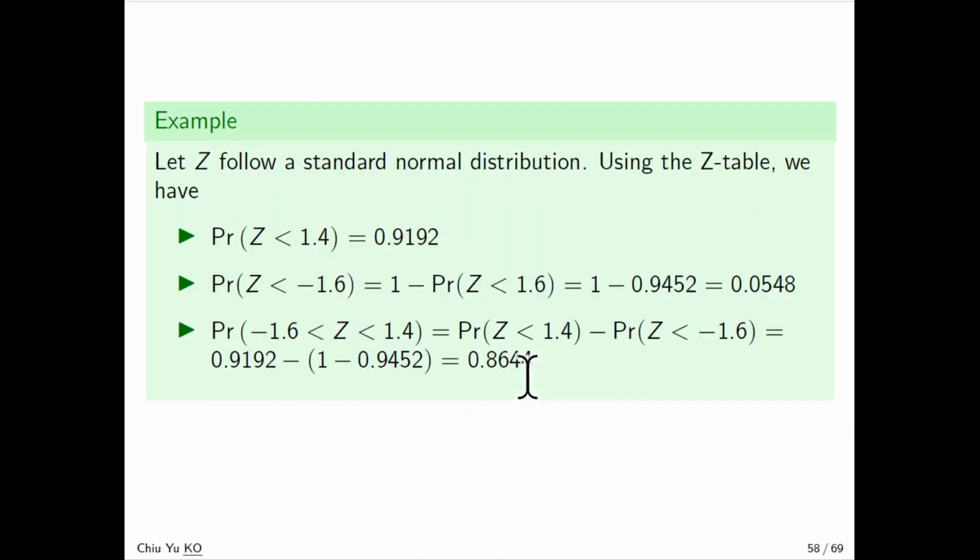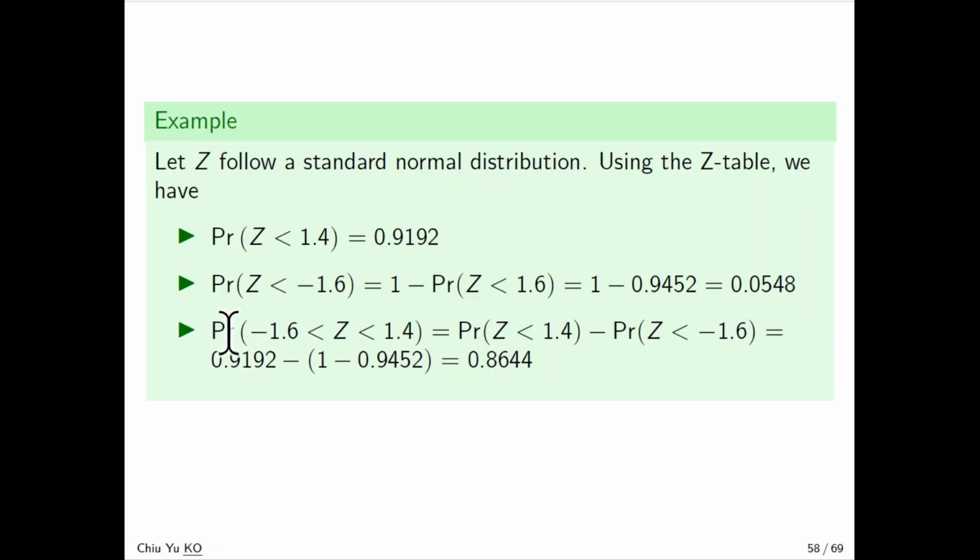Okay, let's see an example. Suppose Z follows the standard normal distribution. Using the Z table, we can easily find P(Z less than 1.4), which comes from the table directly. And P(Z less than negative 1.6) will be equal to 1 minus P(Z less than 1.6) because it's symmetric, right? So using the complement rule, this will be the property. And that's 1 minus 0.9452, which comes from the Z table, then gives you the answer.